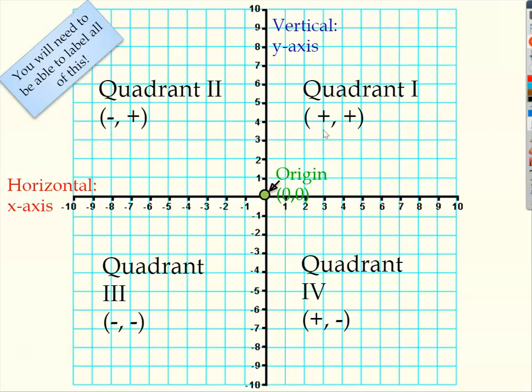And what this means here, this plus plus, this is my x-coordinate, this is my y-coordinate, right? So this is just telling me that I have a positive x-coordinate and a positive y. This is telling me I have a negative x-coordinate and a positive y. Negative, negative, and then we have the last, positive and negative.